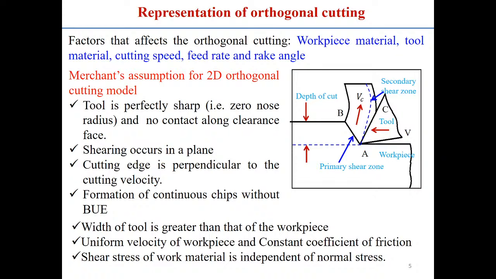Basically, primary shearing happens on one particular plane. We assume that, but it actually happens over a finite area. For simplicity in calculation, we assume it is happening over a particular plane, and that plane, the primary shear zone, makes an angle, which is the shear angle. With this whole configuration, we can do the calculation.